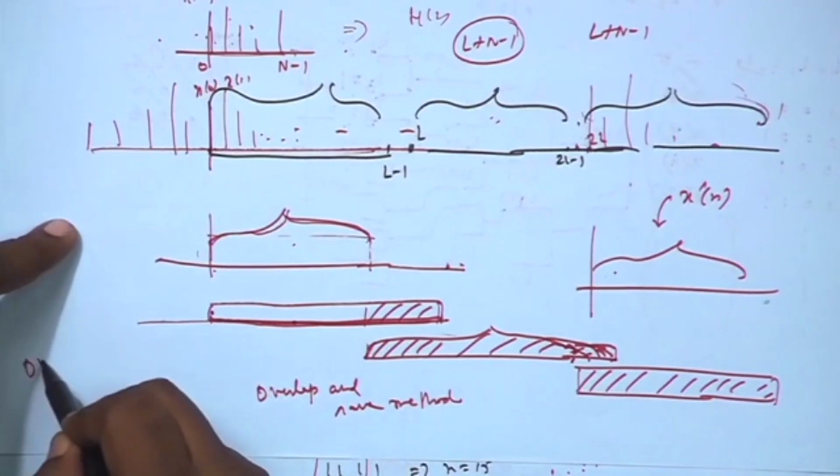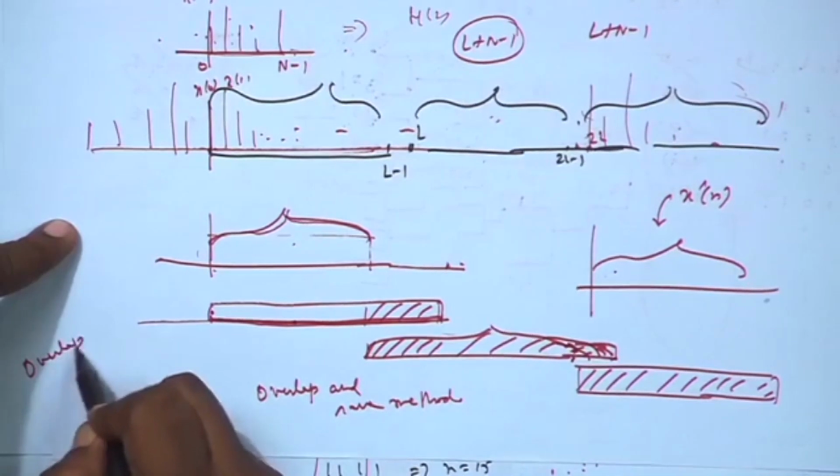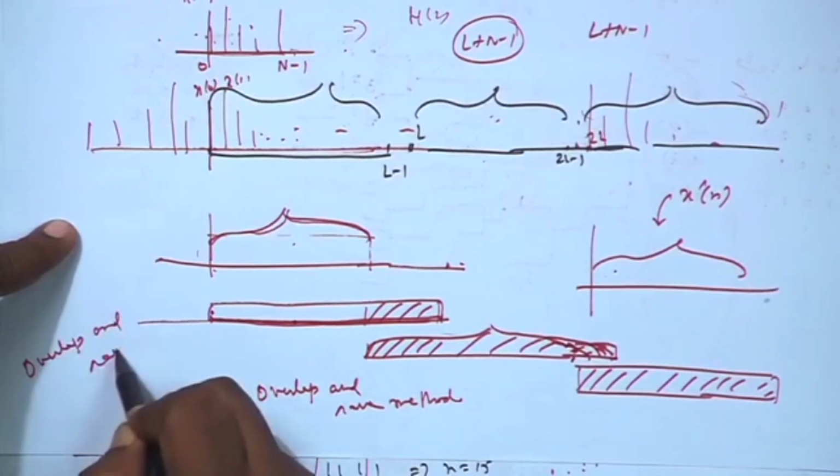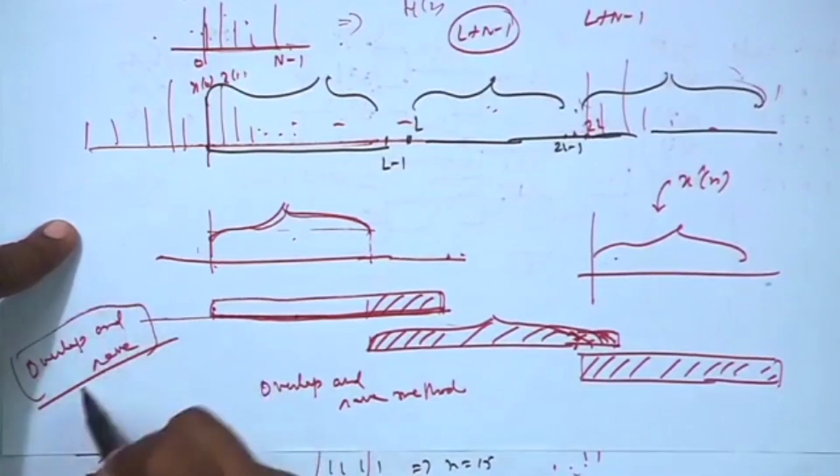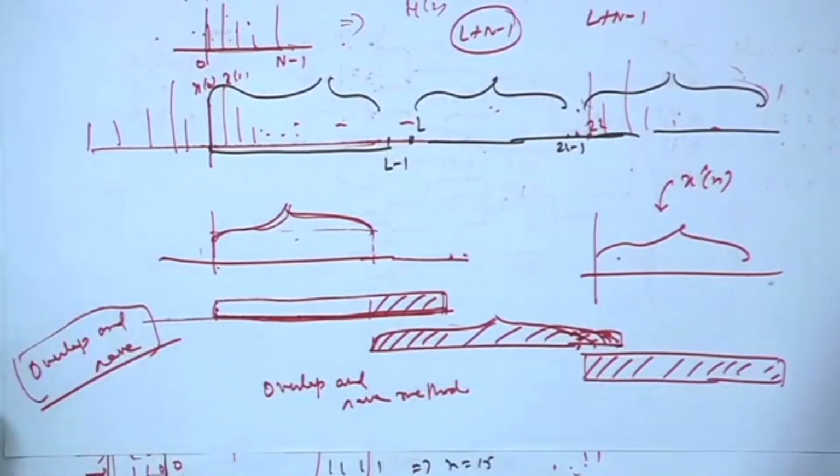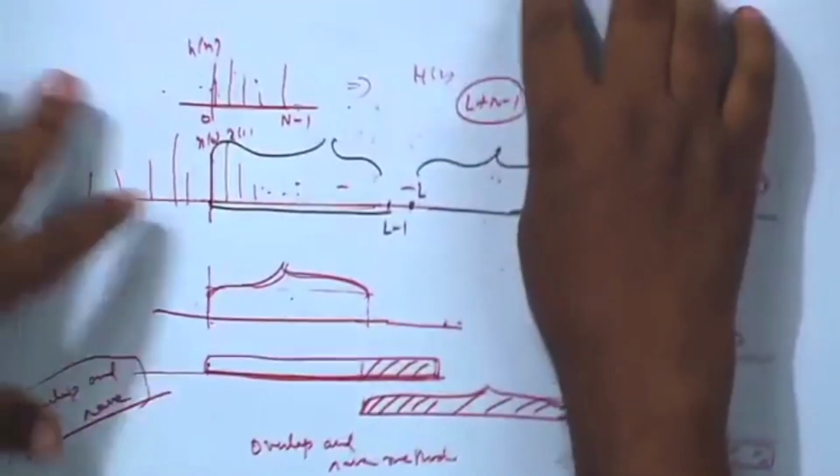There is another one which is called overlap and save. Now, I do not have time because it will take a little longer. So I would leave it as an exercise for you to read from the book. That is not very difficult.